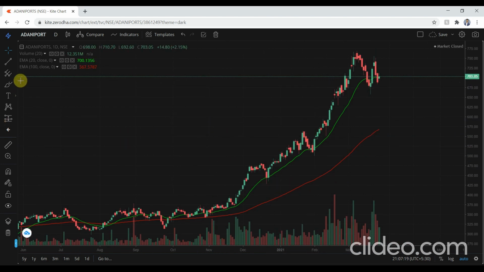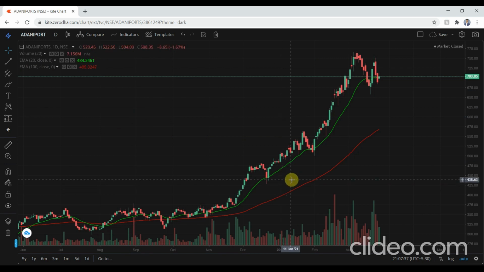So as you can see, now I have applied the 20 and 100 EMA template. First, I will complete the 20 and 100 EMA template for all of the 50 stocks, and then I will move forward to the 50 and 200 EMA template for all the 50 stocks once again.